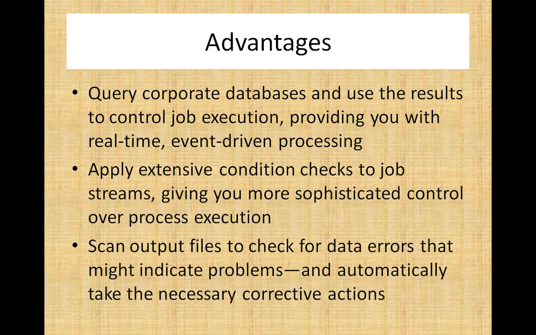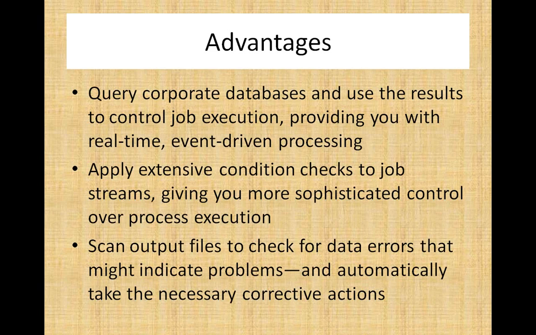Secondly, you can apply extensive condition checks to job streams, giving you more sophisticated control over process execution. You have a lot of flexibility here. How? You can actually apply extensive condition checks. Even if you have 5 jobs running, where one is dependent on the other, you can put in a lot of conditional checks: and, or, this depends on that, maybe it waits for a file to complete. These are the conditions you can put in, and you have good control over the execution of the job.